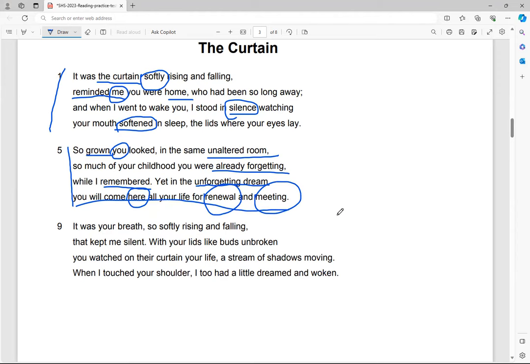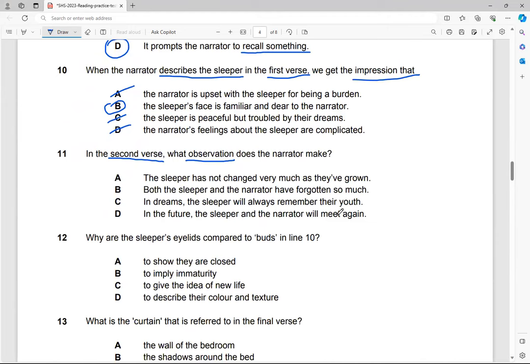When we look at question 11, the answers, the sleeper has not changed very much as they've grown. That doesn't seem to be true. The room has not changed, but the sleeper has, is what the second verse tells us. But the sleeper and the narrator have forgotten so much. That's not true because the narrator remembers while the sleeper has forgotten. C, in dreams, the sleeper will always remember their youth. The answer is C, because the sleeper's dreams are unforgetting. So it's to do with remembrance. Their dreams have to do with remembrance.